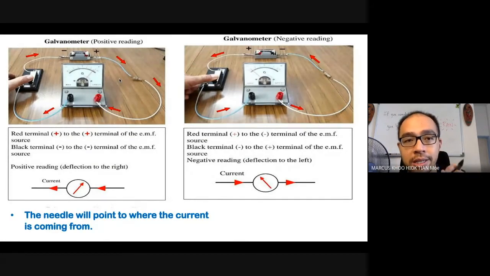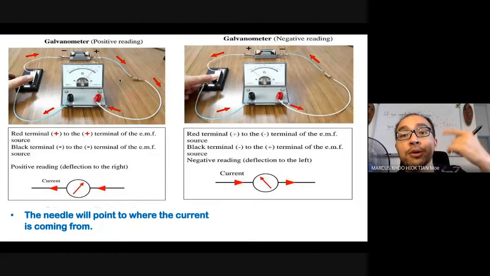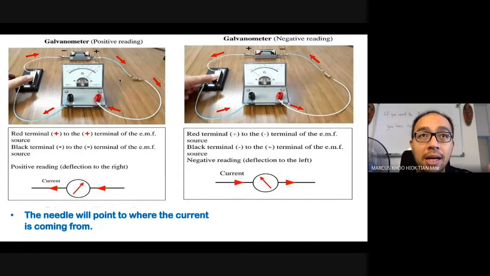The most important thing about the galvanometer reading is that it always points towards where the current is coming from. Last time it used to point towards where the current is going out. That was in the old syllabus, and those were older galvanometers. But now the more current galvanometers, as of 10 years ago, will always point to the direction where the current is coming from.